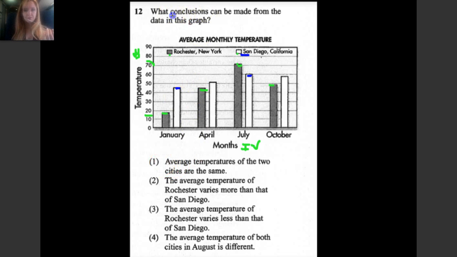So I'm looking for the conclusion. Number one, the average temperatures of the two cities are the same. No way. They would have to be side by side, the same amounts. Two, the average temperature of Rochester varies more than San Diego. Oh my goodness, that one sounds right. Three, the average temperature of Rochester varies less than San Diego.